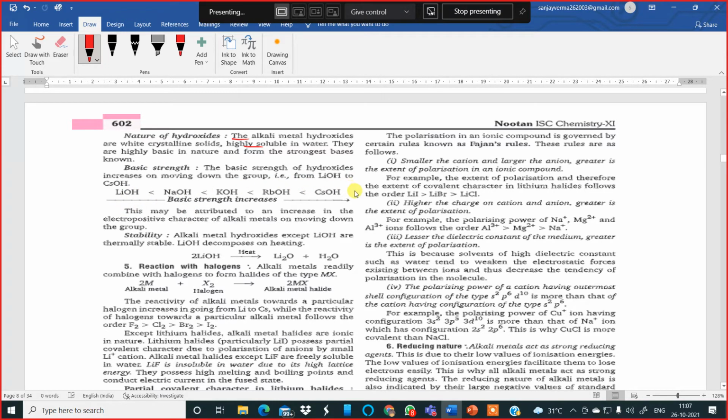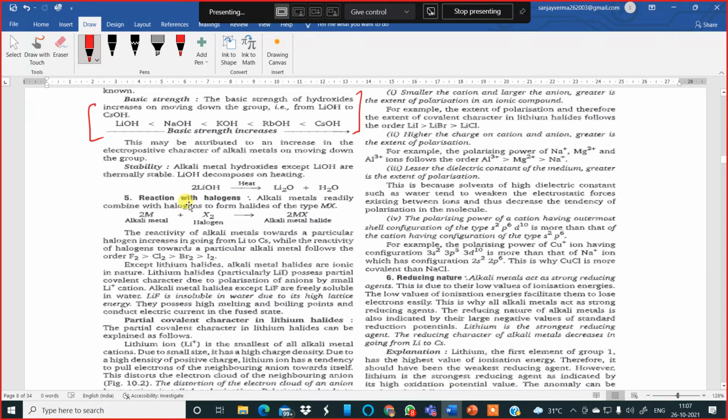So learn this order. Stability. Alkali metal hydroxides except lithium hydroxide are thermally stable. Lithium hydroxide decomposes on heating, but the other hydroxides will not decompose easily.